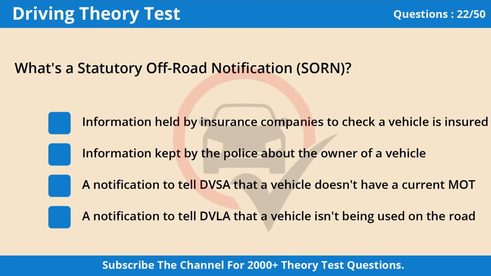Question 22. What's a statutory off-road notification, SORN? A. Information held by insurance companies to check a vehicle is insured. B. Information kept by the police about the owner of a vehicle. C. A notification to tell DVSA that a vehicle doesn't have a current MOT. D. A notification to tell DVLA that a vehicle isn't being used on the road.